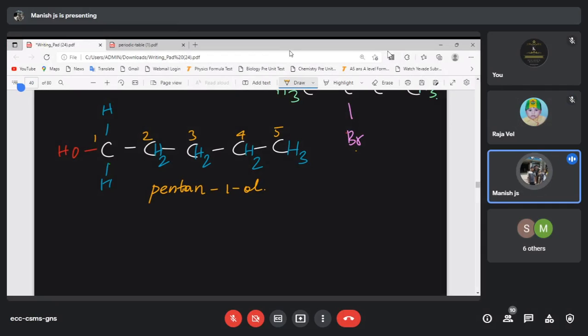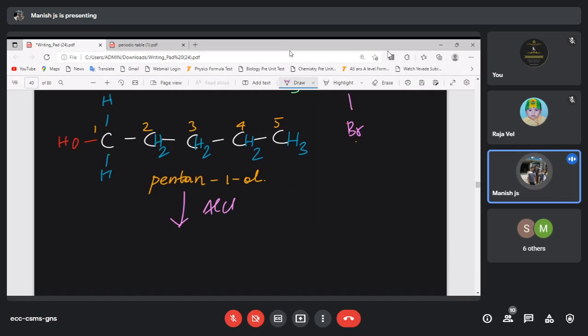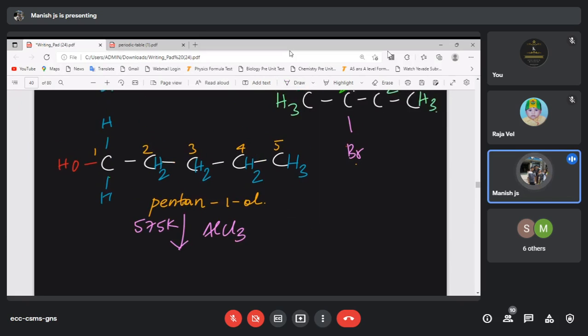You have to specify this position correctly. You should not directly say pentanol; it is pentane-1-ol, because the alcohol group is in the first position, or 1-hydroxypentane. Okay, you can name it that way also. So what will happen when pentane-1-ol reacts in the presence of aluminium trichloride at 575 Kelvin or 573 Kelvin? So what is going to happen?